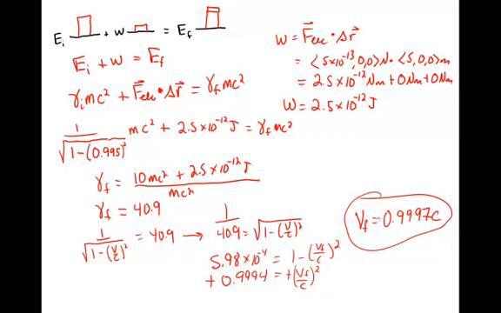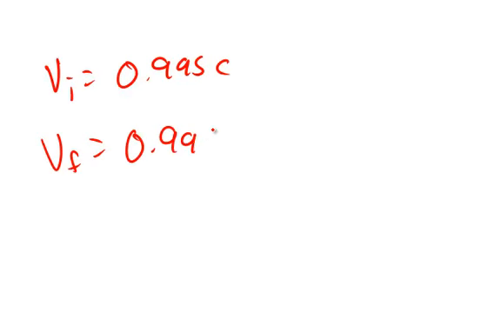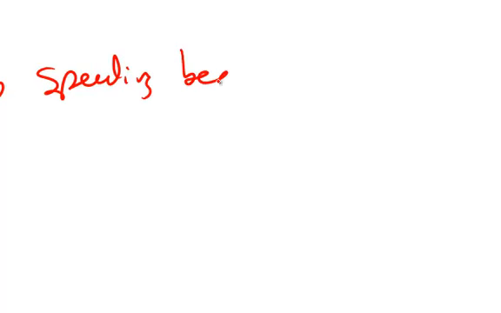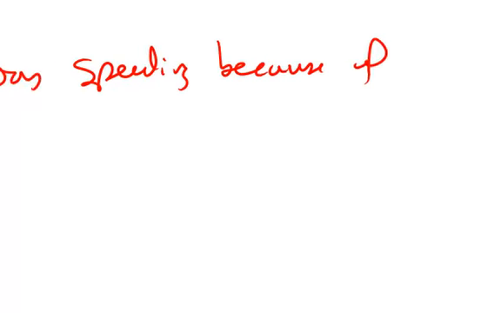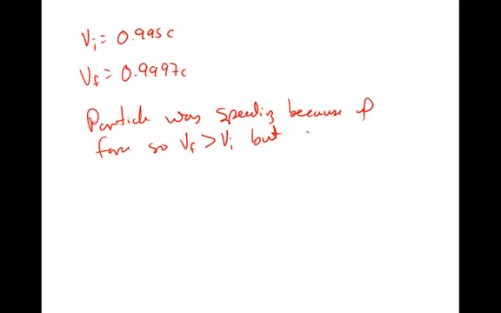In terms of reasonableness, is this a reasonable answer? Well, my original velocity was 0.995, so v initial was 0.995 c. V final is 0.9997 c. This is reasonable because the work done was positive. The particle was speeding up because of the force. So v final had to be greater than v initial, but it also needed to be less than c.